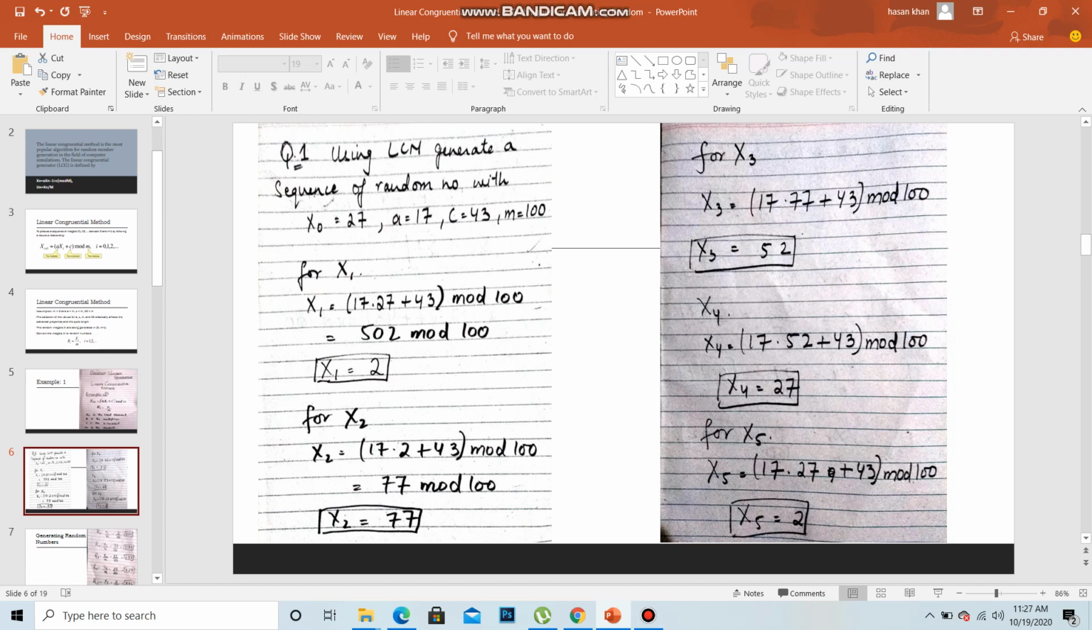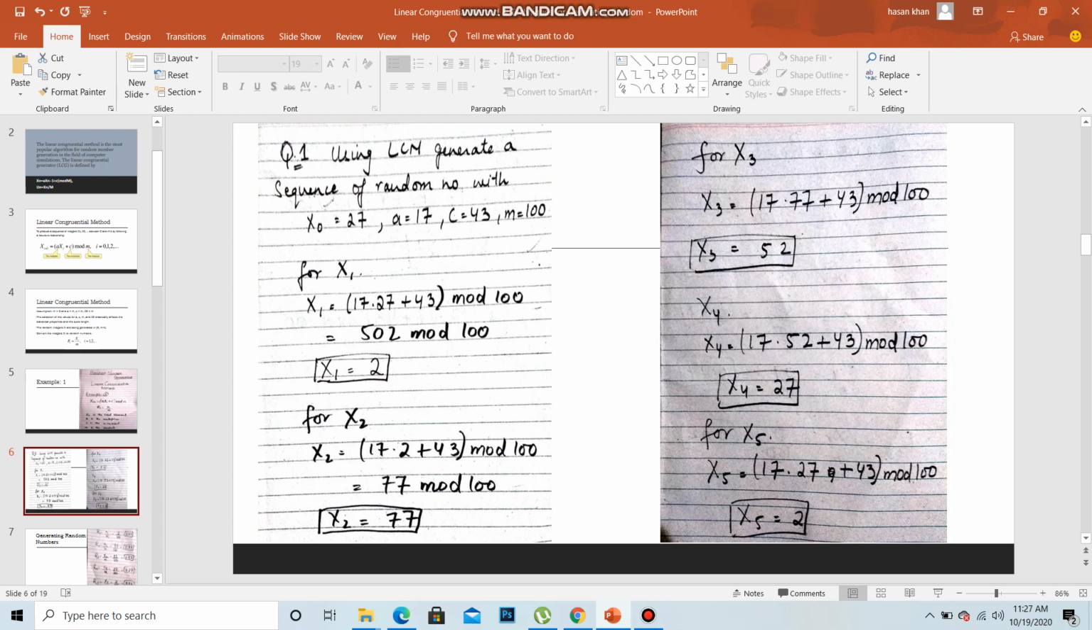Using LCM, meaning linear congruential method, generate a sequence of random numbers with x naught equal to 27, a equal to 17, c equal to 43, and m equal to 100. The values are given here. We simply have to substitute these values into the formula. So x naught is given, and we need to calculate x1. For x1 we compute (17 times 27 plus 43) mod 100. We substituted the values, and the value for x1 we got is 2.